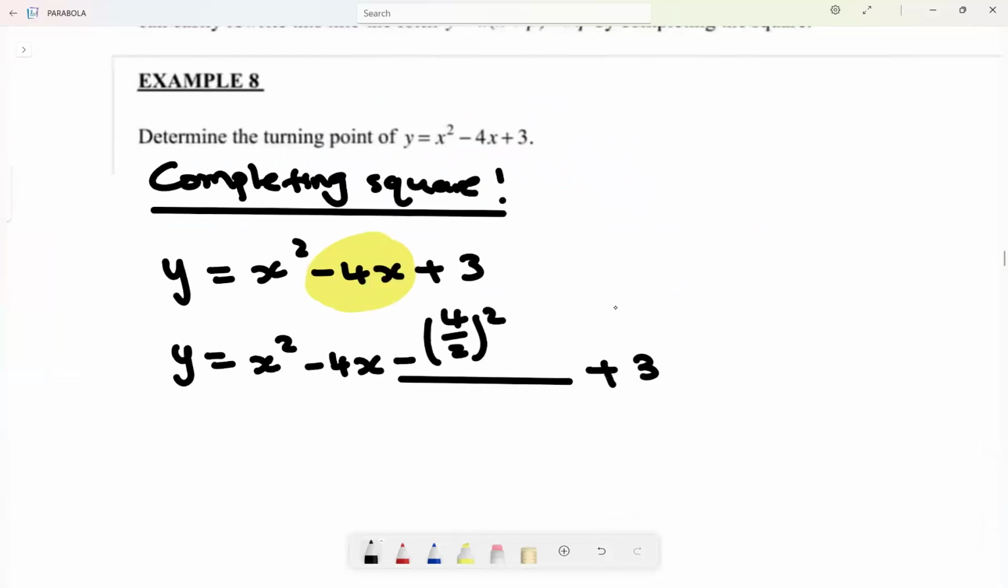So this is basically that. So I'm going to need to do what? If this is added, I need to do what? To subtract that also. 4 divided by 2.